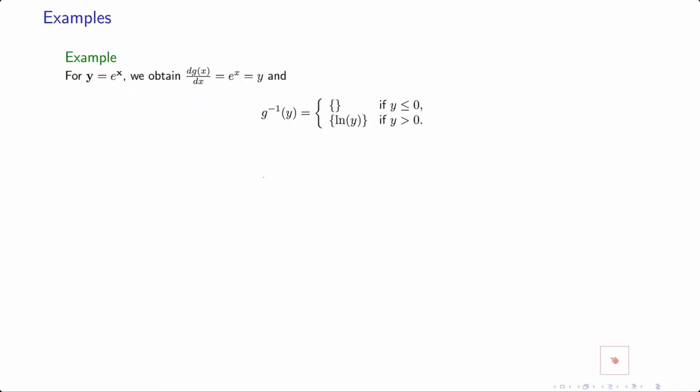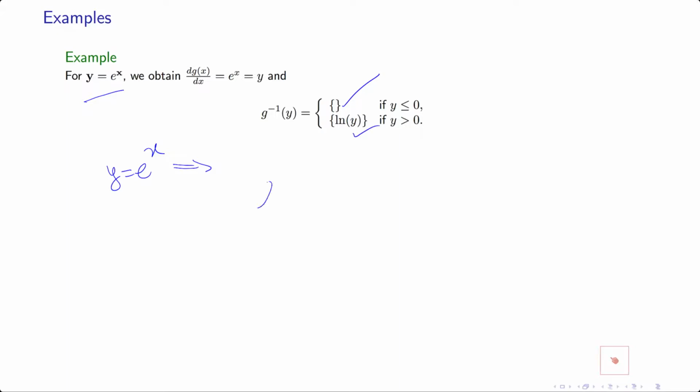Another example which has practical implication is the exponential function. So if you have this function, y equal to e to the power of x, this one always has a unique solution. If y is negative, you have no solution. If y is positive, you take a log and you get one unique solution.